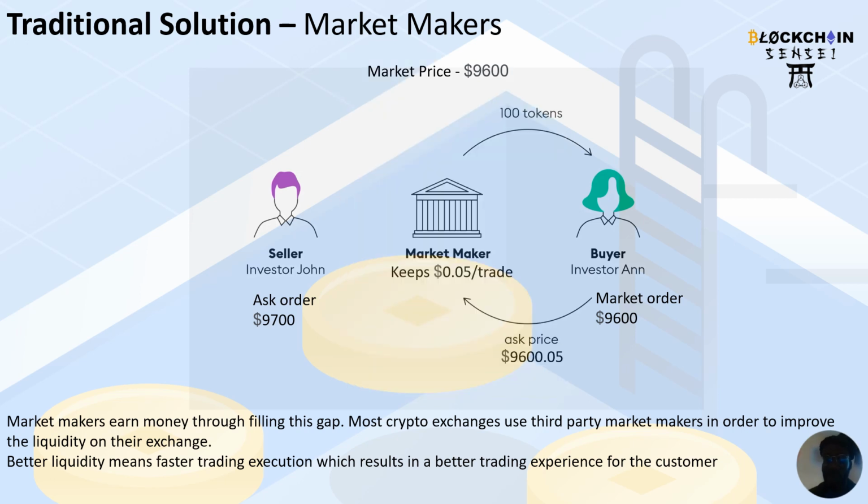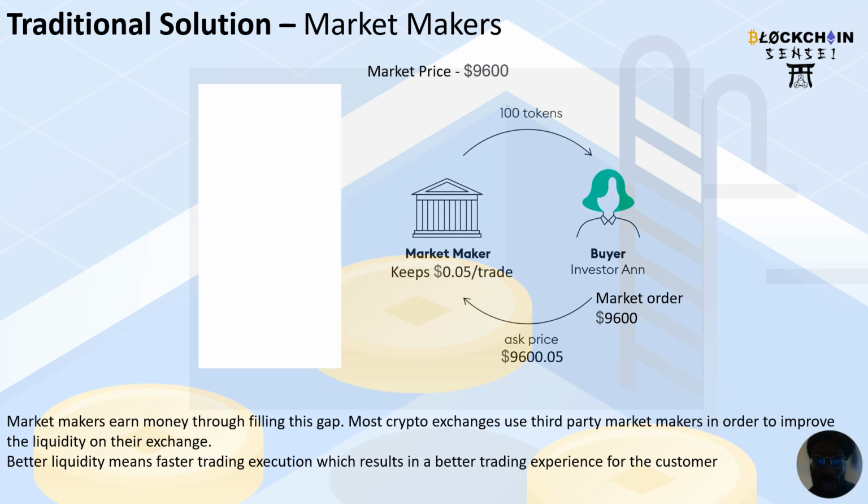So this is where market makers come in now. The market maker would say, I'm going to provide liquidity to this exchange, and I'm going to put a little commission on, let's say $0.05. So we're going to have an ask price of 9,600.05. Anne will buy from us at 9,600.05, and we will pocket that $0.05 per trade. The market maker obviously has a lot more capital deployed, so they can afford to hold that amount of coin, and therefore they can afford to supply that to the exchange and make money from each trade.